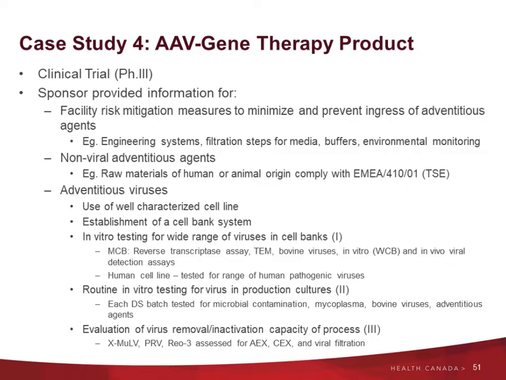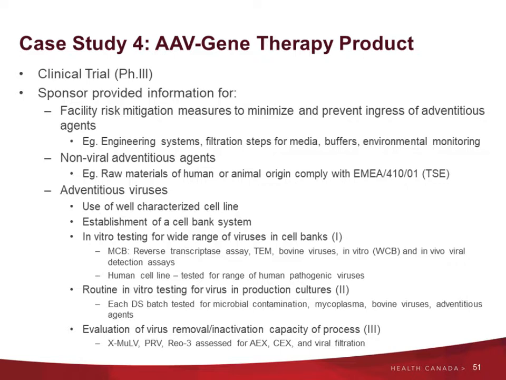So raw materials of human or animal origin were found to comply with EMEA 410.01. Adventitious viruses, the sponsor discussed their use of a well-characterized cell line. They established a cell bank system for production of the vector. In vitro testing was performed for a wide range of viruses in the cell banks. So the pillar of viral clearance that is included is in parentheses. With the master cell bank, a reverse transcriptase assay, TEM, bovine virus screening, in vitro testing, and in vivo viral detection assays. For the working cell bank, they did in vitro testing.